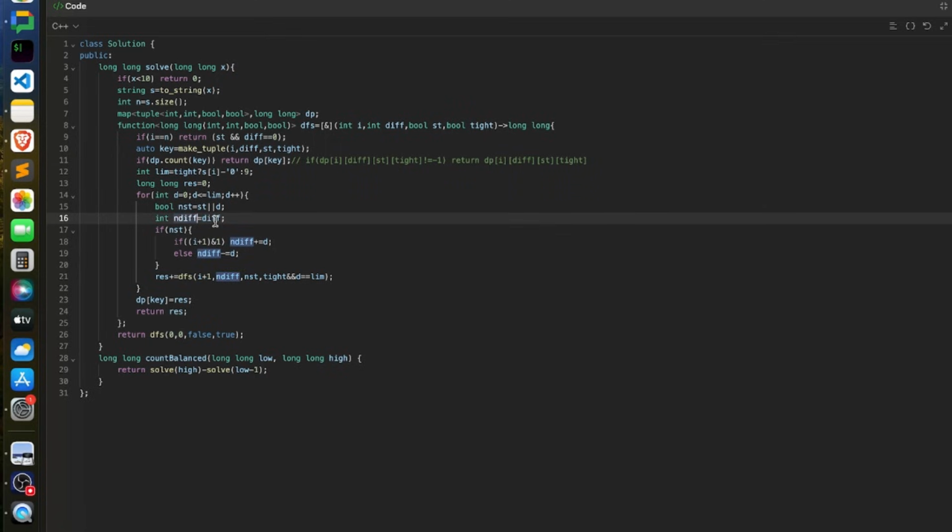Now the new difference would be, so this is the original difference. Now let's say I want to keep D here, right? If it is started, just check if your index is even or not. If your index is odd, just do difference plus equals D, otherwise difference minus equals D. And after that just call this function once again. So this will be a recursive function. So go through index i plus 1, with this as your new difference, this as your new start, and for tight: if it is not tight, then just check if your D is the same as the limit or not, right?